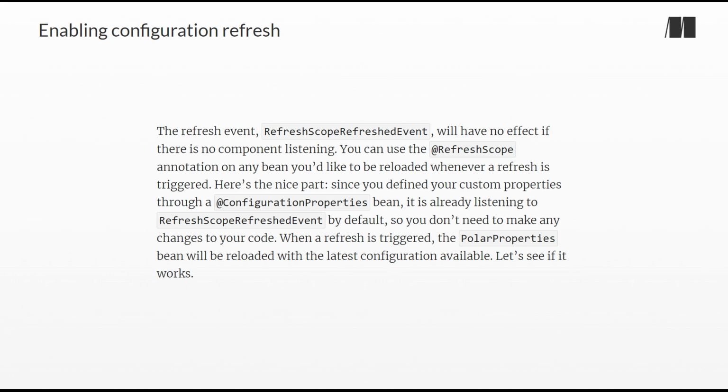The refresh event, RefreshScopeRefreshedEvent, will have no effect if there is no component listening. You can use the @RefreshScope annotation on any bean you'd like to be reloaded whenever a refresh is triggered. Here's the nice part. Since you defined your custom properties through a configuration properties bean, it is already listening to RefreshScopeRefreshedEvent by default, so you don't need to make any changes to your code. When a refresh is triggered, the PolarProperties bean will be reloaded with the latest configuration available. Let's see if it works.